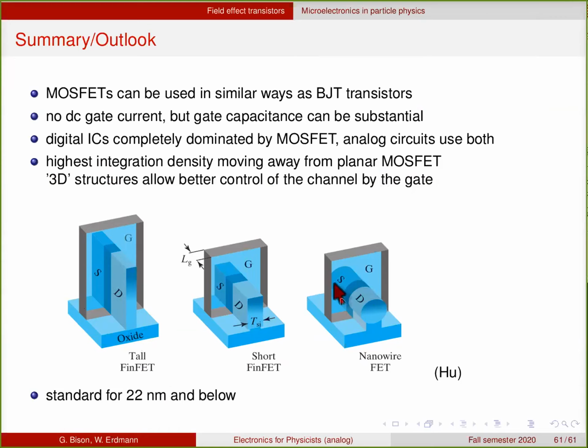And then taking it a bit further, then you get to the ideal transistor, which is like a circular object with the gate going all around the channel. And this type of transistors are standard now for everything below 22 nanometers gate length, which are the modern transistors that you can buy these days.